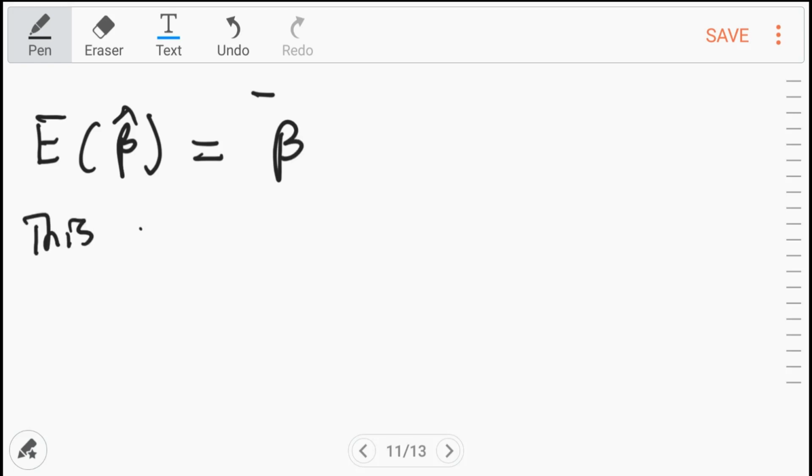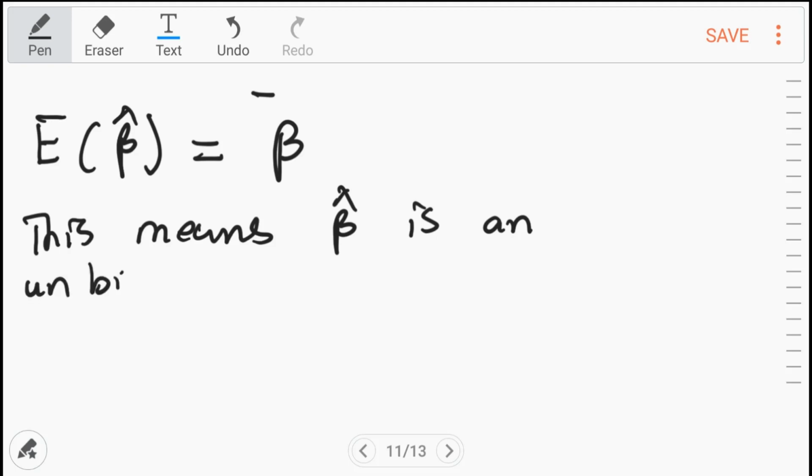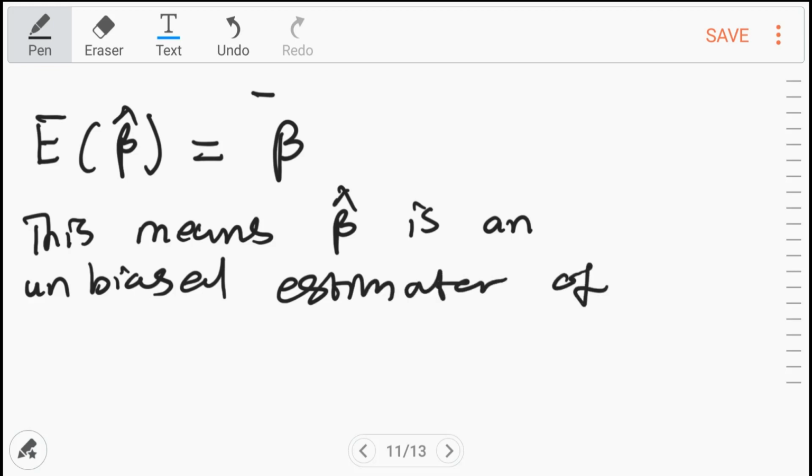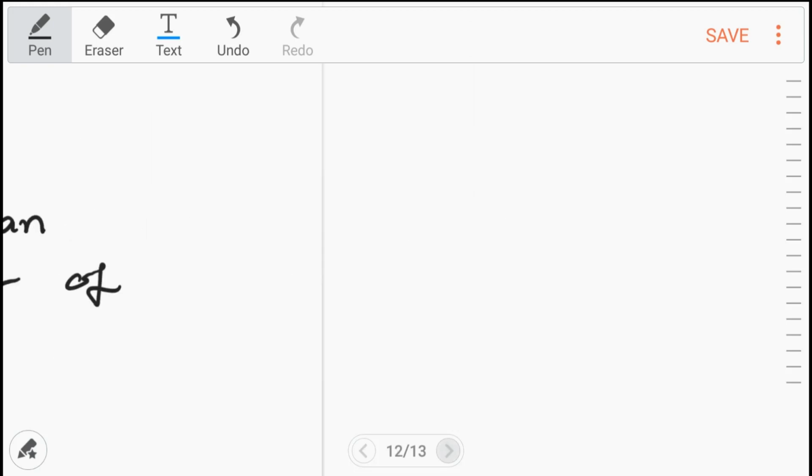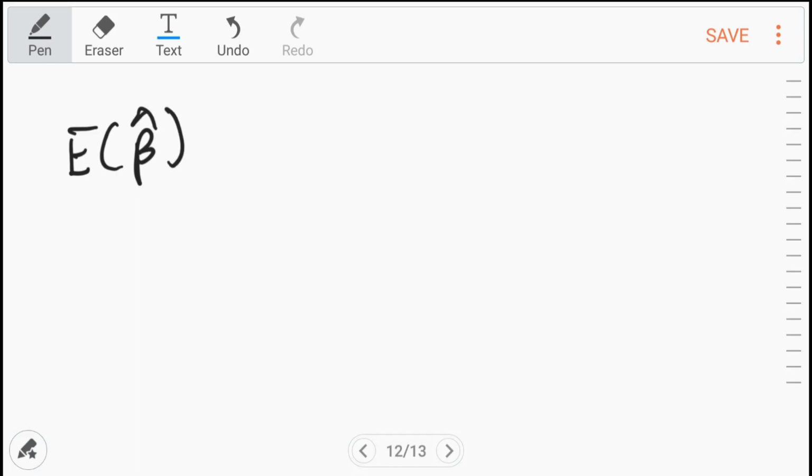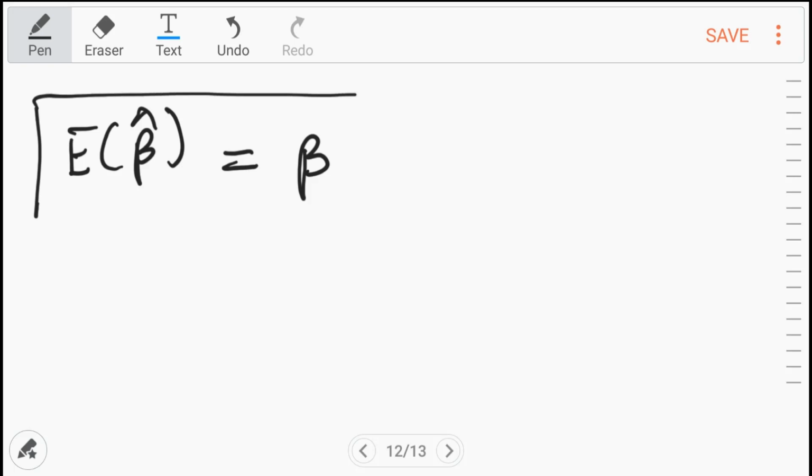This means that beta cap is an unbiased estimator of beta. Simply put, we've been able to prove that the expected value of beta cap is equal to beta under a multiple linear regression model.